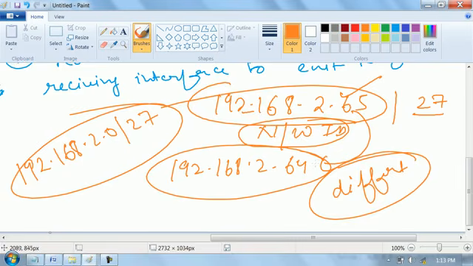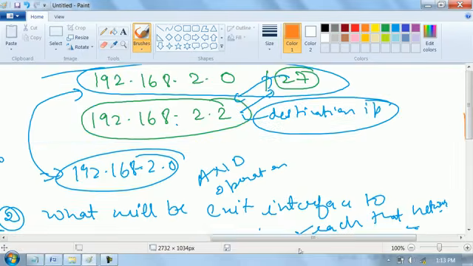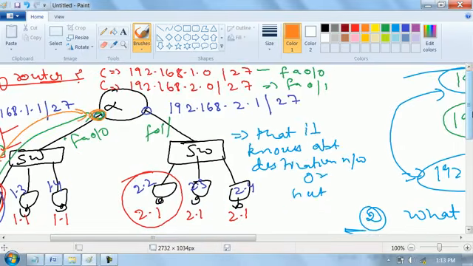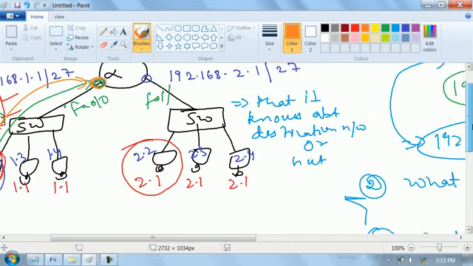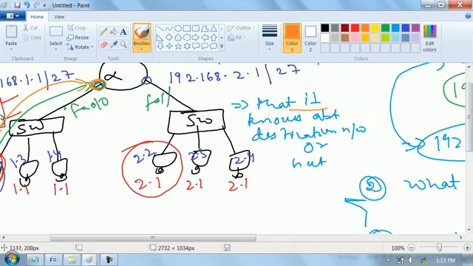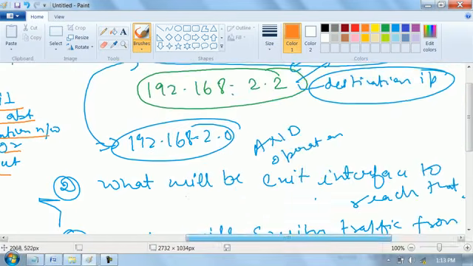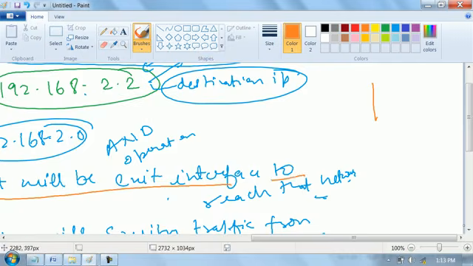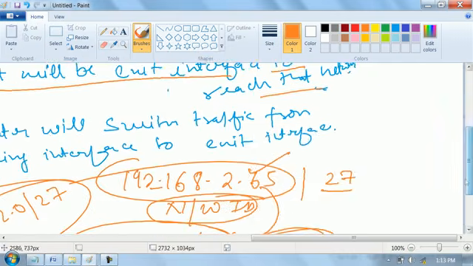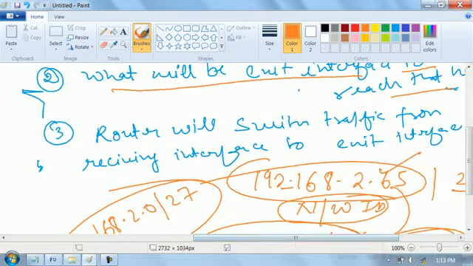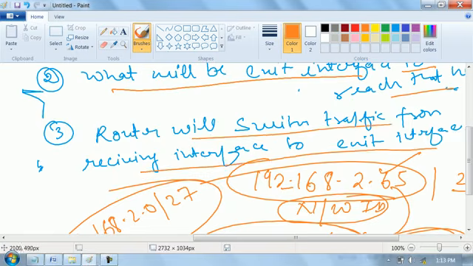दिस थिंग इज क्लियर? तो 3 स्टेप क्या है राउटर के काम करने के? पहला, यस, पहला स्टेप that it knows about destination network. और second, the exit interface to reach the network. Third, router will switch traffic from receiving interface to exit interface. Any problem?